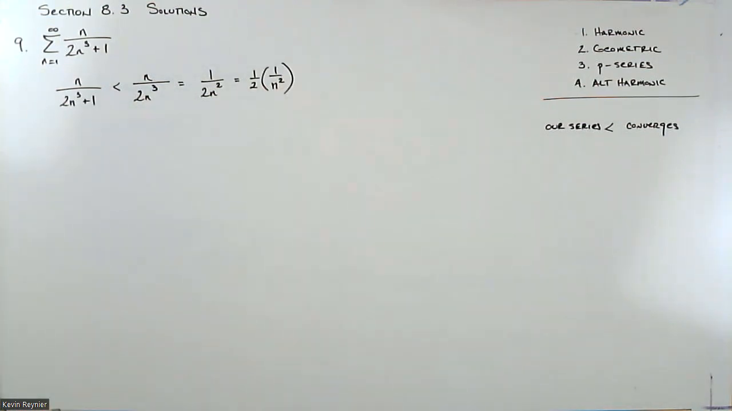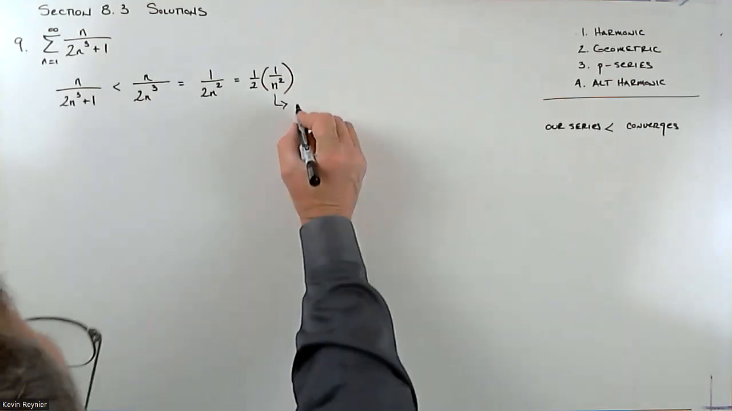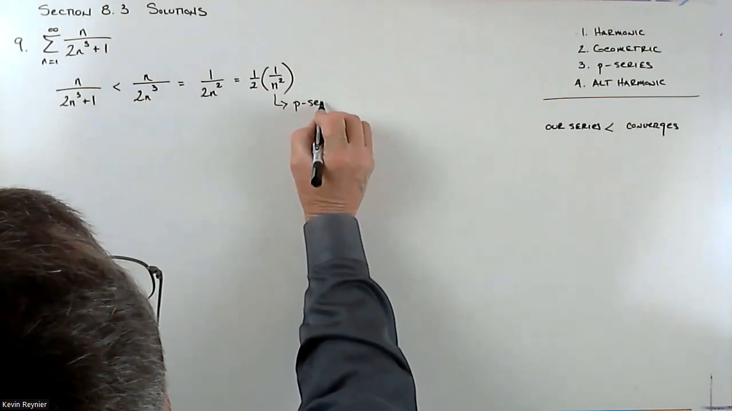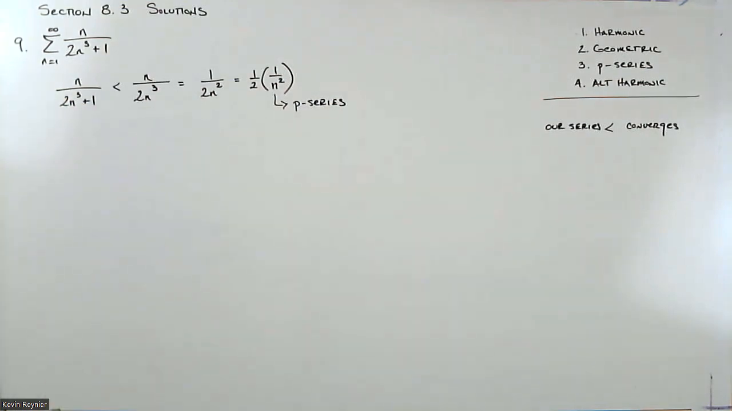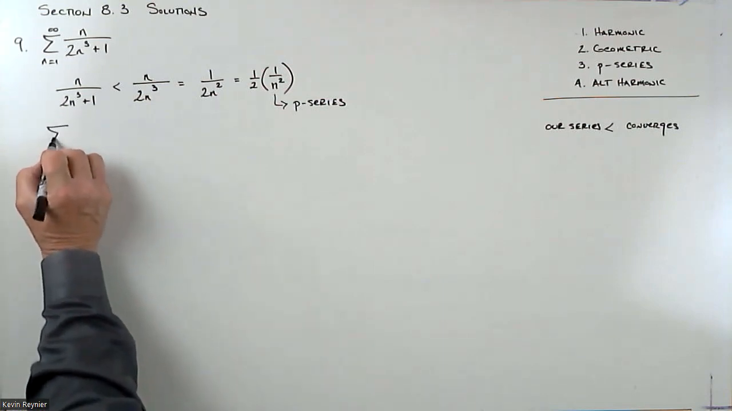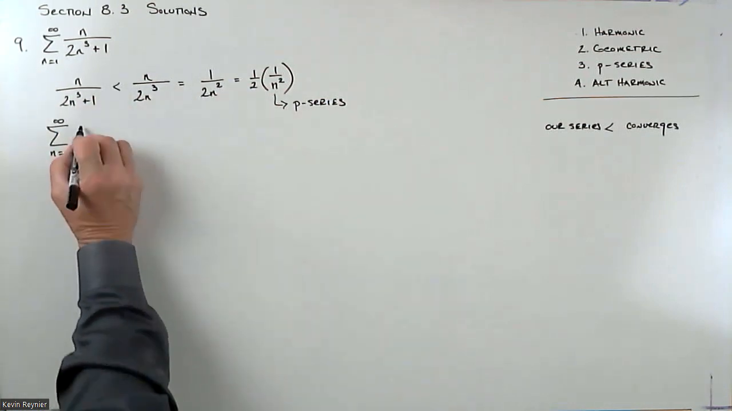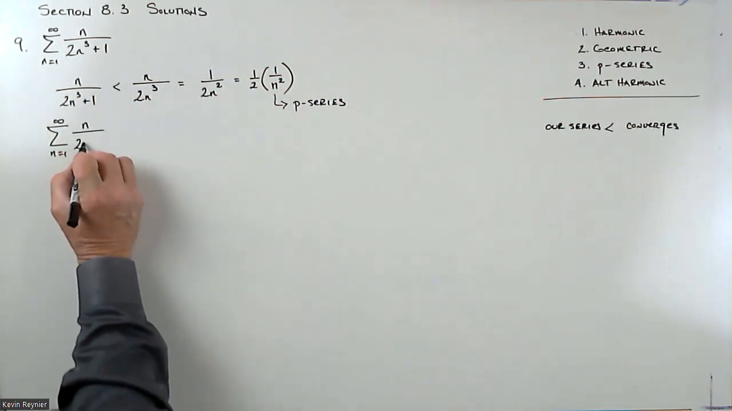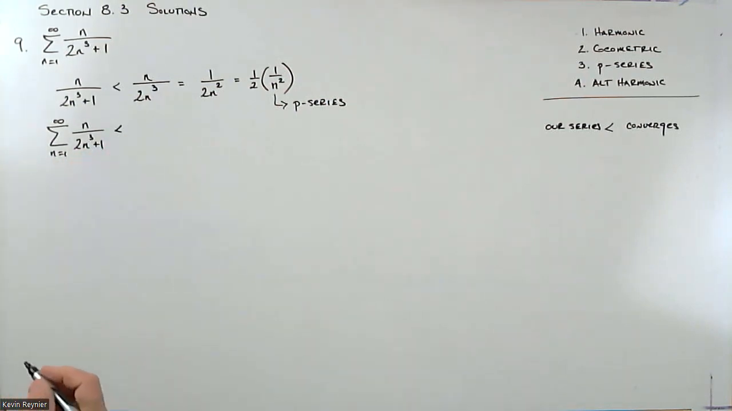But this one looks like a P series. So this is how we play the game to try to develop a series that we can use in the comparison test. So what we can say right now, without a doubt, is we can say this is true. Our series, because of what we've established up here, is less than this series.